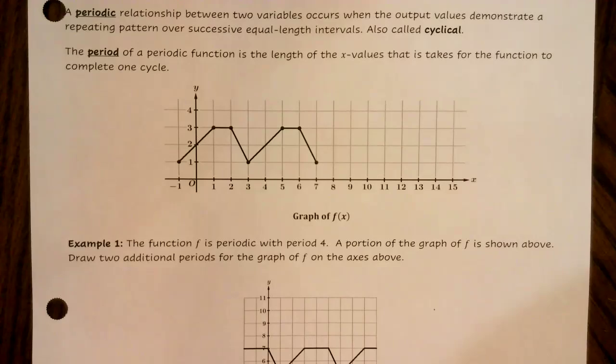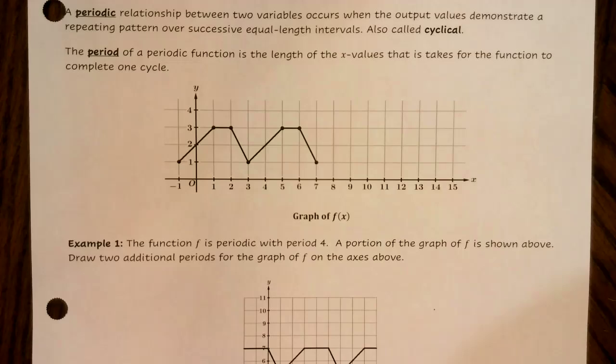It tells us a periodic relationship between two variables occurs when the output values demonstrate a repeating pattern over successive equal length intervals. It's also called cyclical. So we've got a pattern for a certain amount of length, and it will repeat itself forever. That's a periodic graph. The period of a periodic function is the length of the x values that it takes for the function to complete one full cycle.